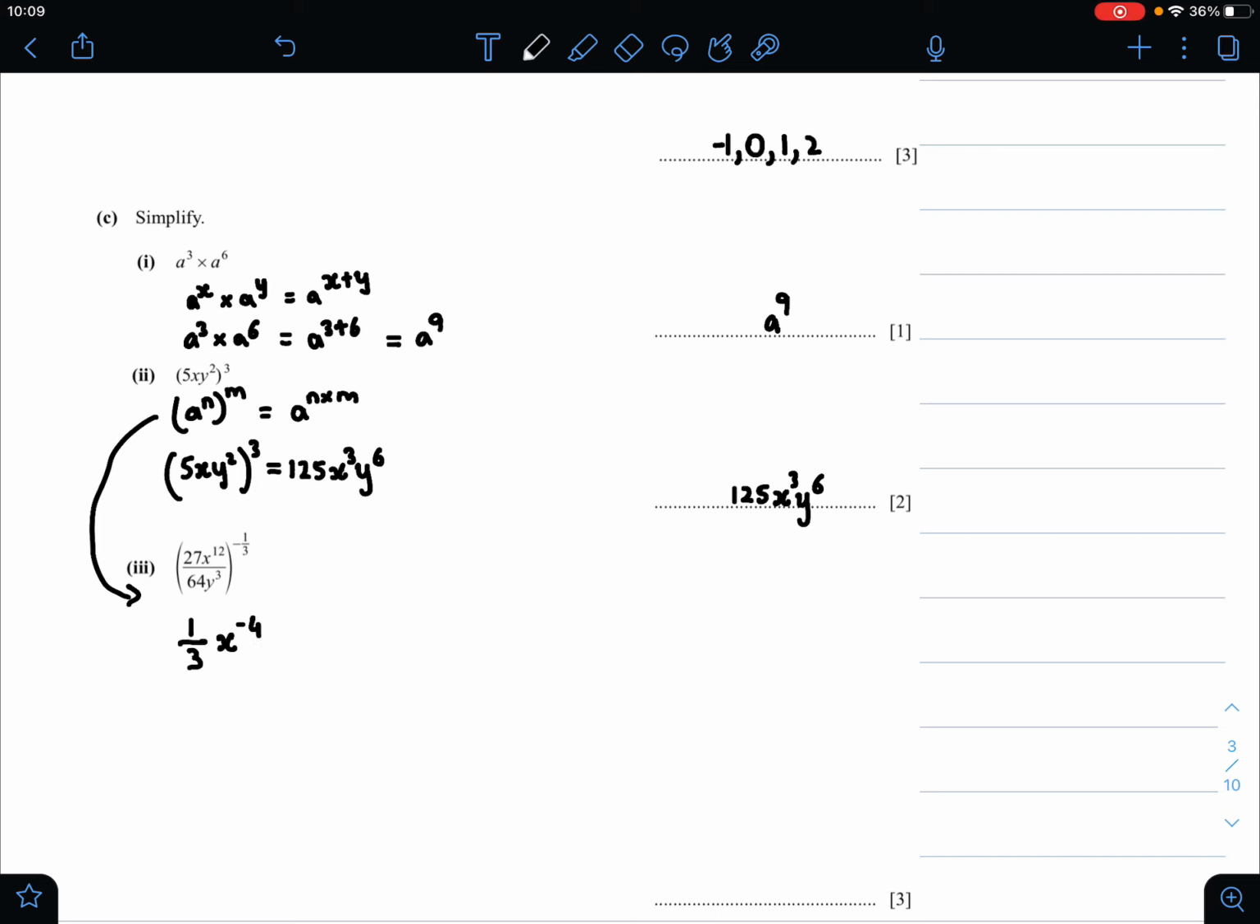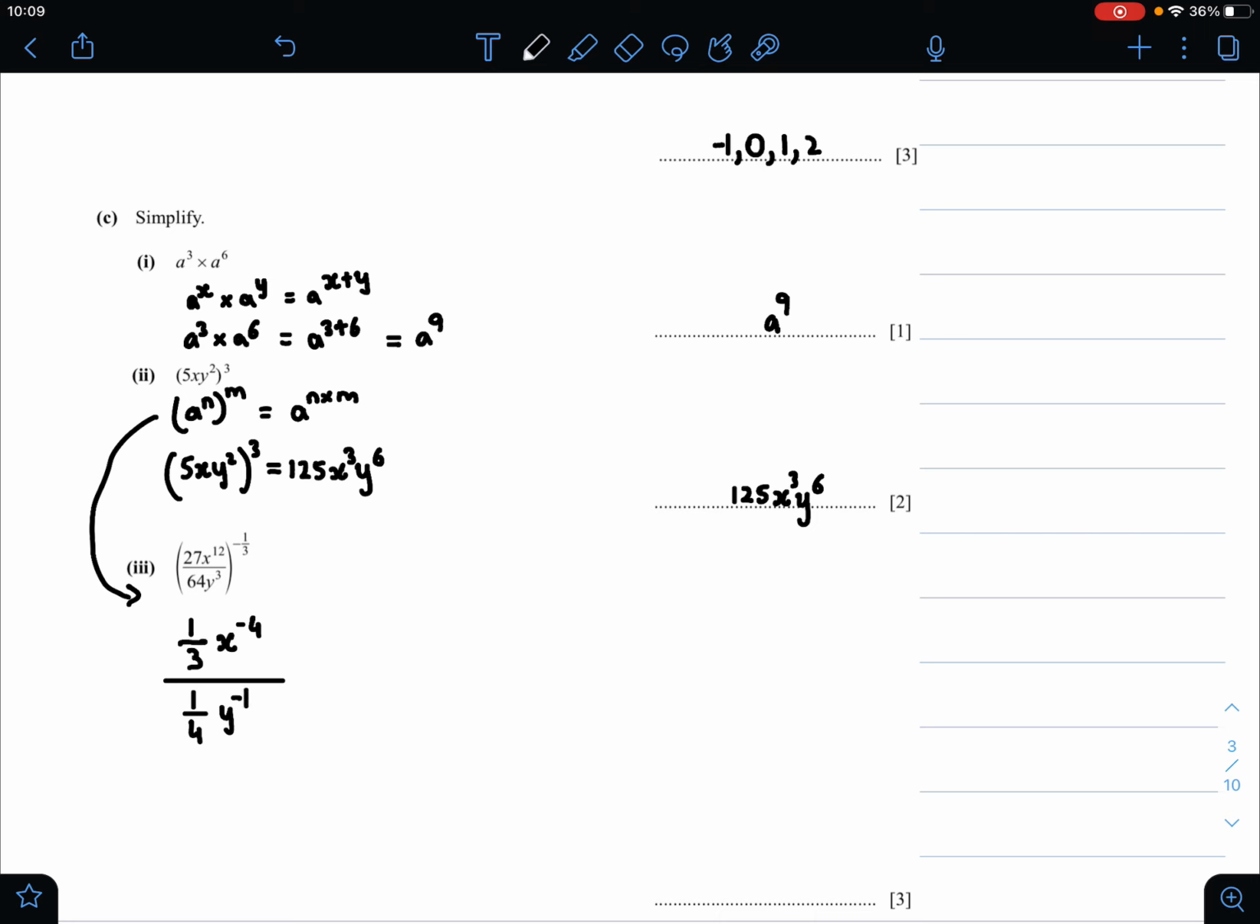And the whole thing divided by, again, 64y cubed. So again 64 raised to negative 1 by 3. So that is 1 by 4. Basically raising to 1 by 3 means the cube root of that number, and y raised to negative 1 by 3 will be equal to minus 1.